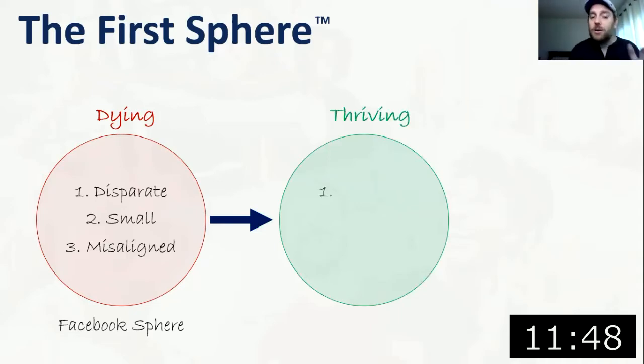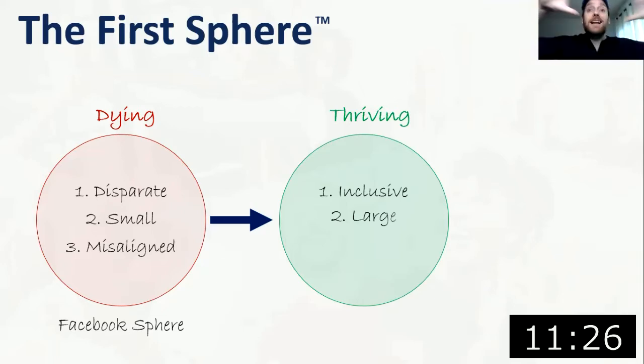What does that look like? Well, instead of being disparate, it's an inclusive place where people are connected, not just because they know you, but because they share values, passions, hobbies, life challenges, backgrounds, whatever it is. There's a strong reason for them being connected to you because you've chosen your sphere of influence. You've chosen your relationships. Instead of being small, it can be large.